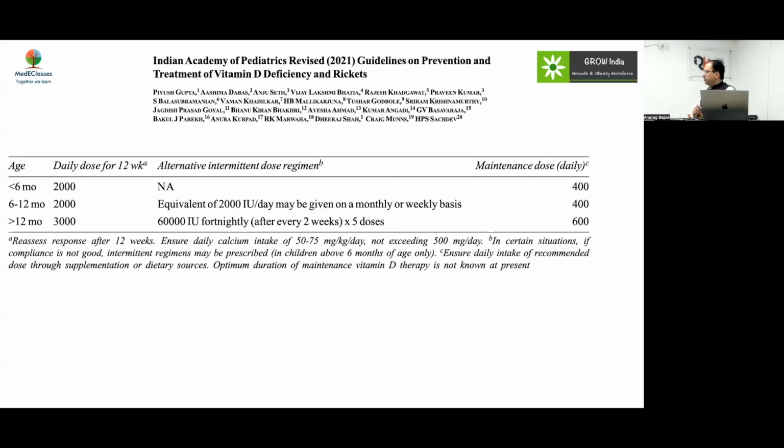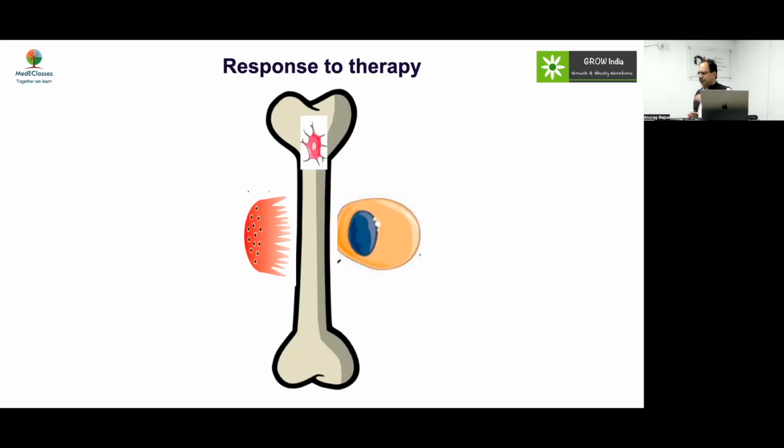The answer, of course, is that you should give a therapeutic trial of vitamin D and wait for that. So these are the guidelines by the Indian Academy of Pediatrics, which are similar to the consensus statement by the global team. They talk about 60,000 international units fortnightly for 5 doses beyond 12 months, or 3,000 international units daily for 12 weeks. So you have to wait for 3 months to get the response, and then you will decide whether it's refractory or not.